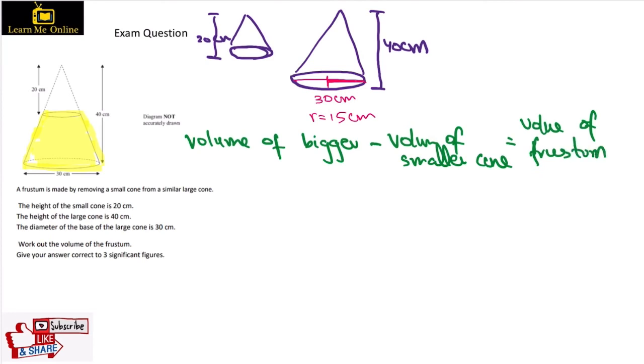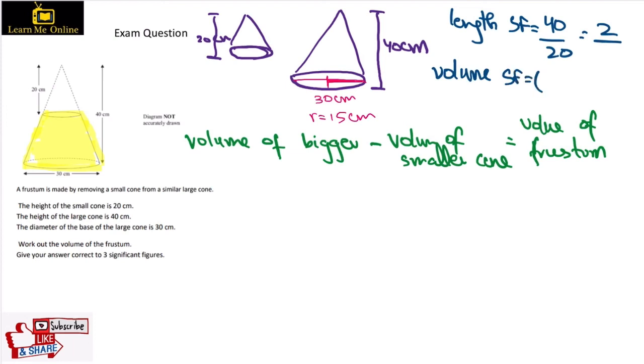Okay, I'm going to start by finding out the volume of the bigger cone. The first thing I'm going to do is find out the length scale factor, because we know the height of the bigger and the smaller cone. The length scale factor is the bigger divided by the smaller, which is 40 divided by 20, which is 2. Once we know the length scale factor, we can also find out the volume scale factor, because we'll be finding the volume. So the volume scale factor would be the cube of it, which would be 8.